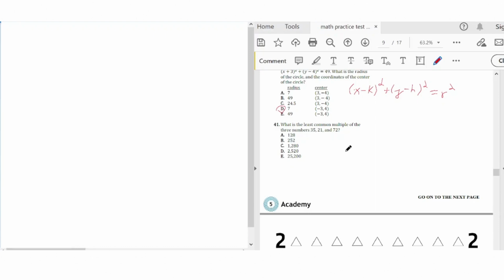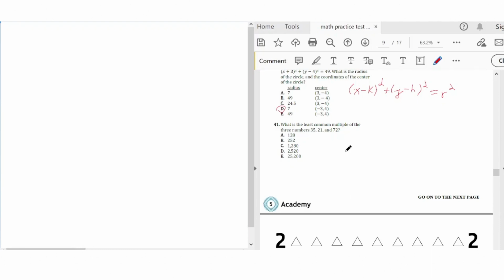2,520 divided by 72 is 35. 35 is a whole number, therefore 2,520 is divisible by 72. But let's see if the other numbers are factors. So 2,520 divided by 21 is also a whole number, it's 120. And 2,520 divided by 35 is 72, another whole number.